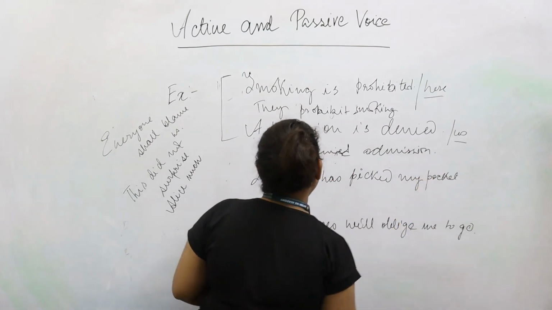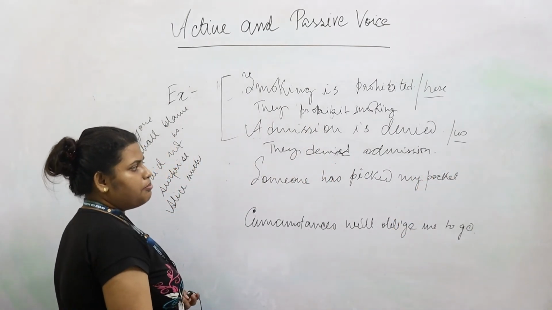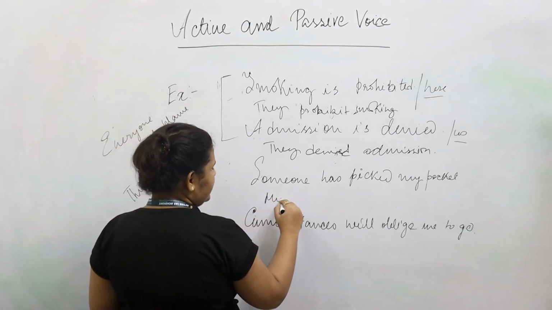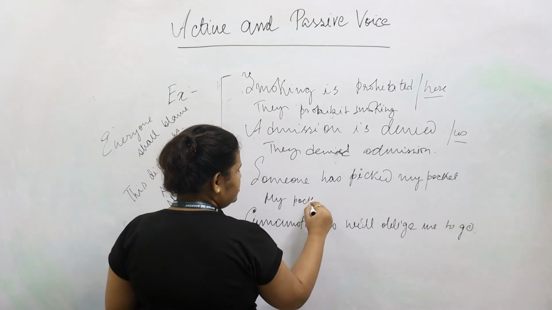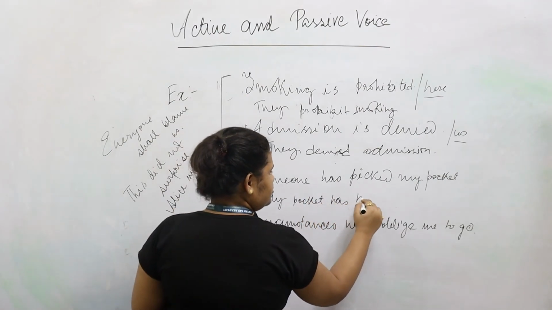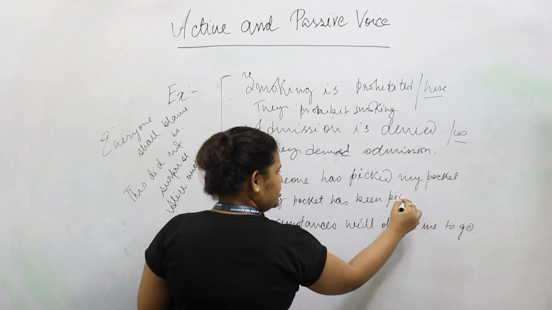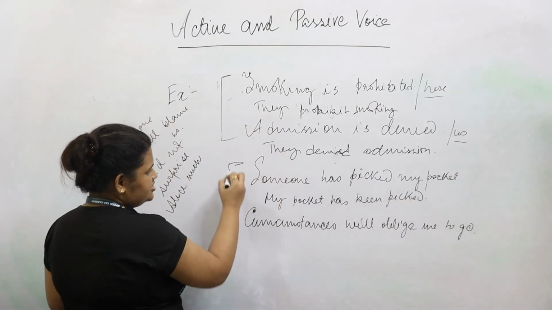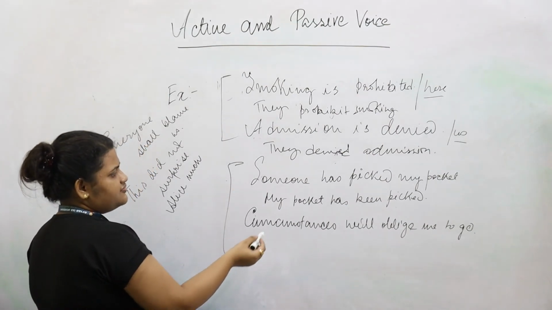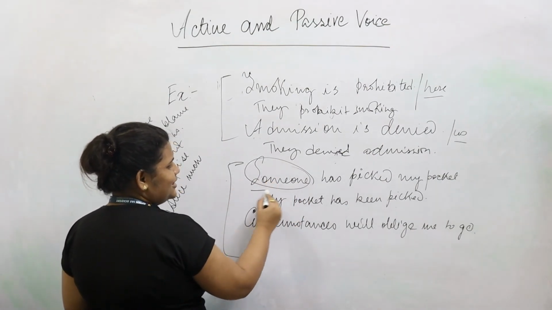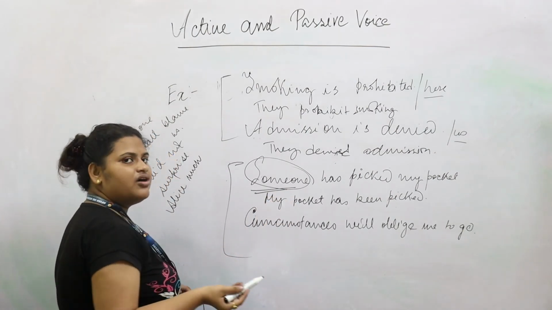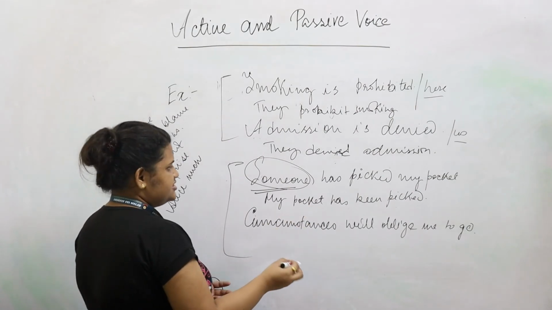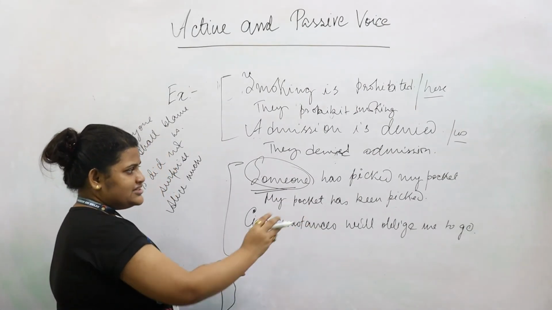However, in the next two sentences, someone has picked my pocket. The transformation would be my pocket has been picked. So this is a transformation from active to passive. These two are transformations again from active to passive. However, I wanted to show that when we are using words like someone, everyone, no one, it might just be dropped at the end of the sentence, and you can simply say my pocket has been picked.